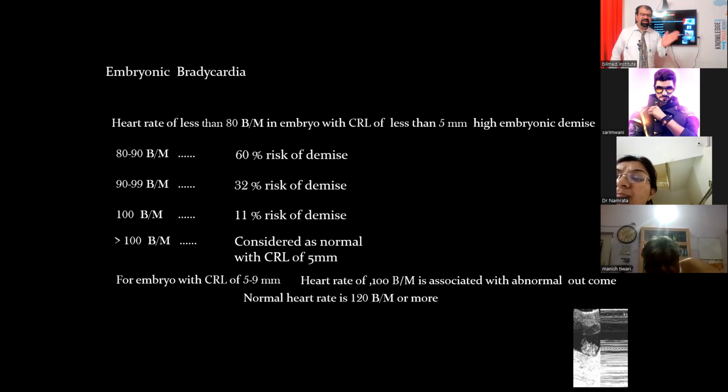So with an increasing CRL, the fetal heart rate should also increase. So the point here is not only to label whether I am having fetal heart activity pulsating plus or minus, no, you have to correlate the fetal cardiac activity with CRL to label whether I am dealing with a fetal bradycardia or not.